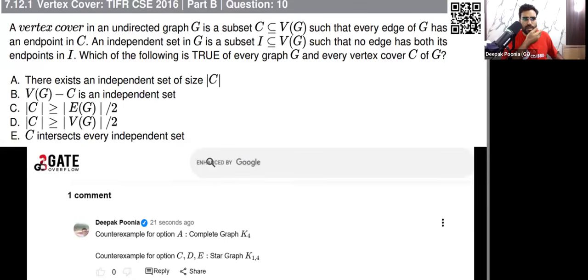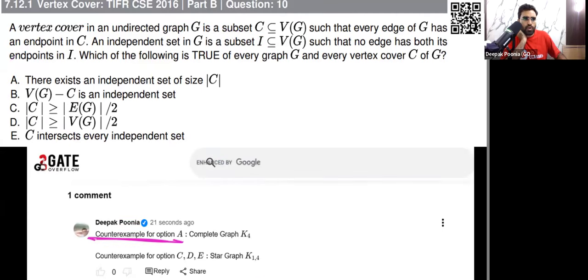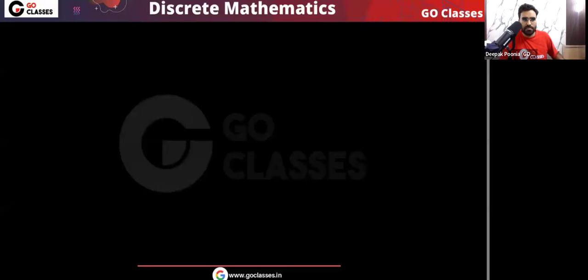I hope you understood. This is the complete analysis of this question. You can read the comment I made on the GATE Overflow website under this TIFR question. Here you can see the counterexample for option A is the complete graph K4 or K3, and the counterexample for options C, D, E is the star graph K1,4. And option B is correct. So this is the complete analysis of this question. I hope you understood.